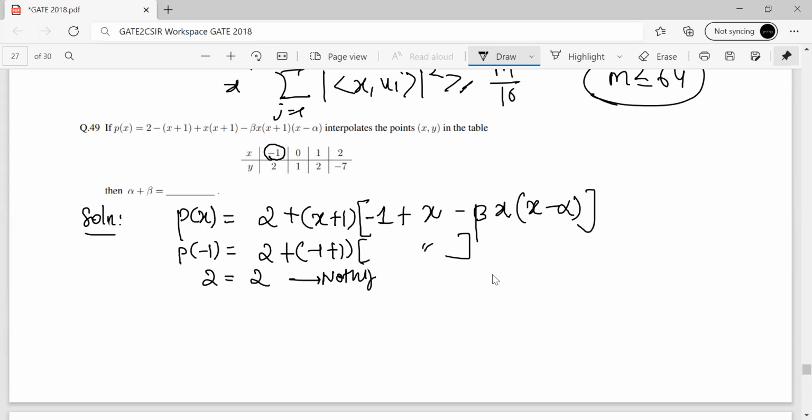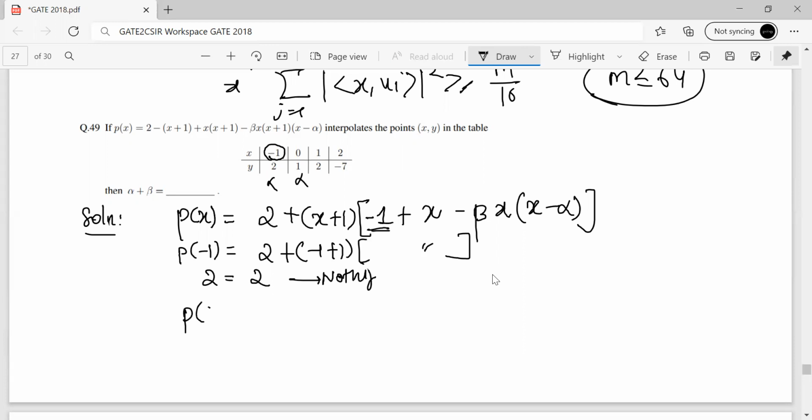Because we want alpha and beta to be alive, we did not use this. P of 0 equal to 1, let's see what that gives me. If I put P of 0 equals 1, then this quantity right here will be 0, and this will be minus 1 remaining and 2. Again, I'm not getting anything. So even this is not useful.